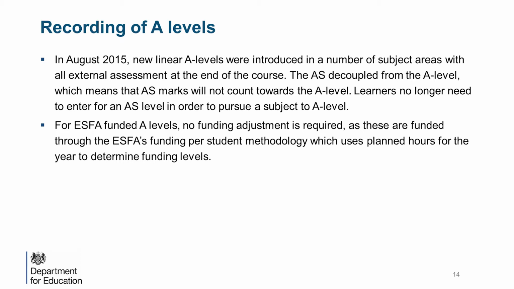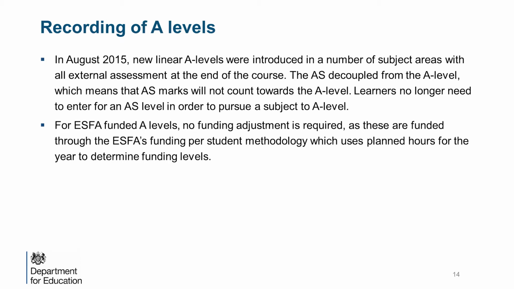Where a learner is only planning to complete the AS level, the school should record the AS level as normal. Should the learner decide to go on to do the A level as well, the A level should be recorded in the following academic year, as in the above case.